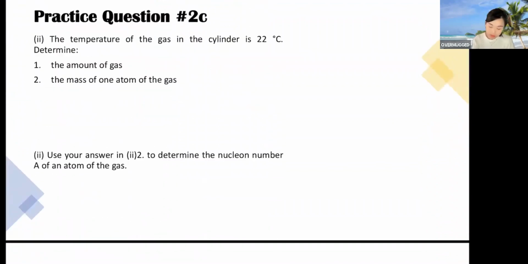Okay, next, 2C. The temperature of the gas in the cylinder is 22 degrees Celsius. Now, in physics, we don't use degrees Celsius, we use Kelvin. So make sure you add a 273 at the end.